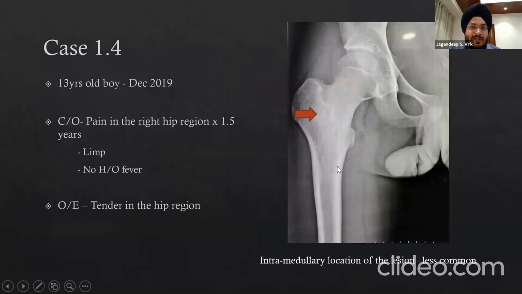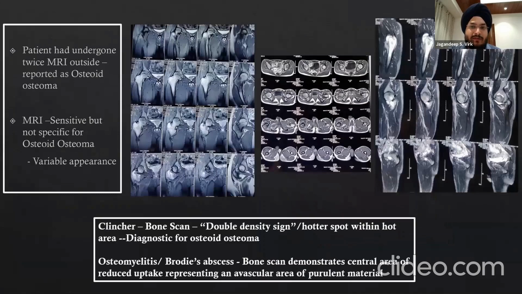In this case, we can see this is a rather rarer location for an osteoid osteoma, intramedullary; most of the time it is either intracortical or subperiosteal. The patient actually had 2 MRIs done outside, and the radiologists were not very clear whether it was a Brodie's abscess or an osteoid osteoma. We can proceed with a biopsy first in these cases and do the definitive procedure later on.